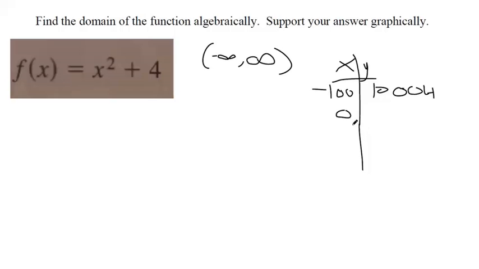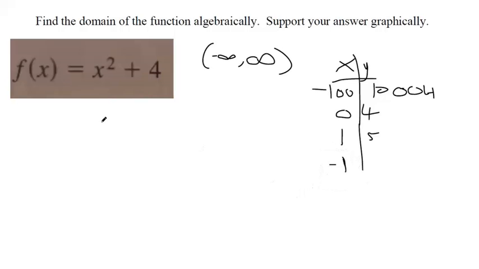Okay. If you plug in x equals 0, 0 squared is 0. 0 plus 4 is 4. If you plug in x equals 1, 1 squared is 1. 1 plus 4 is 5. I'm just picking random numbers. Doesn't have to be exactly these numbers. You can still get a good sketch of the graph without these.